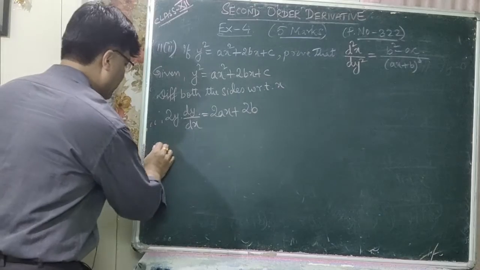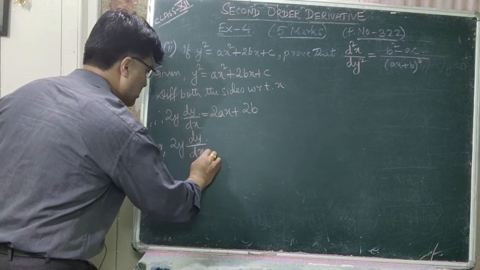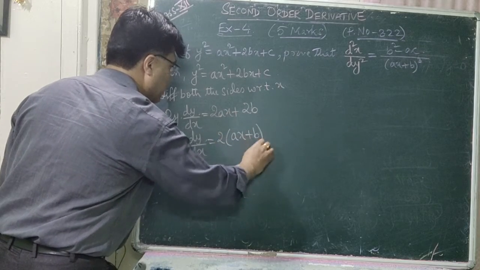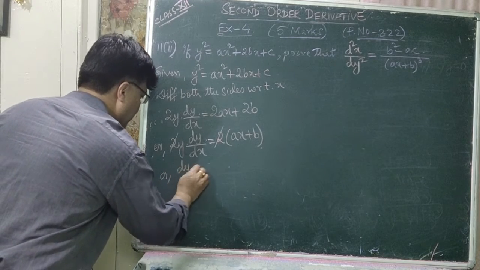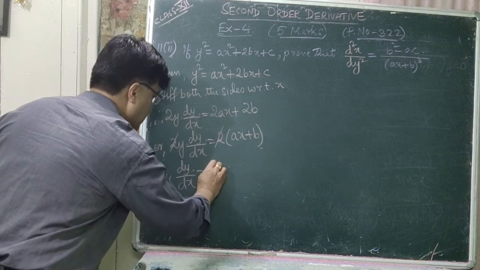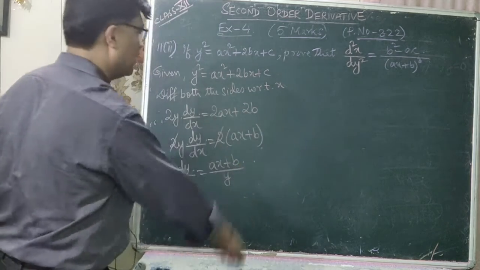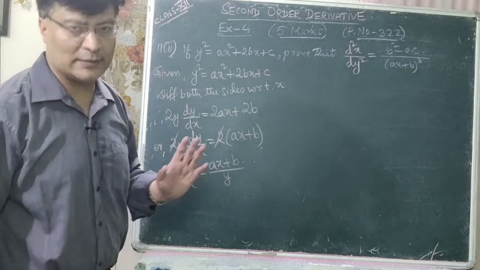Okay, so let's simplify it further. So 2y into dy by dx is equal to, what is common here? 2 within bracket we have here ax plus b. Here 2 gets cancelled, so what is the value for dy by dx? So dy by dx is equal to ax plus b whole divided by y. Okay, so we have got the value for dy by dx, right?